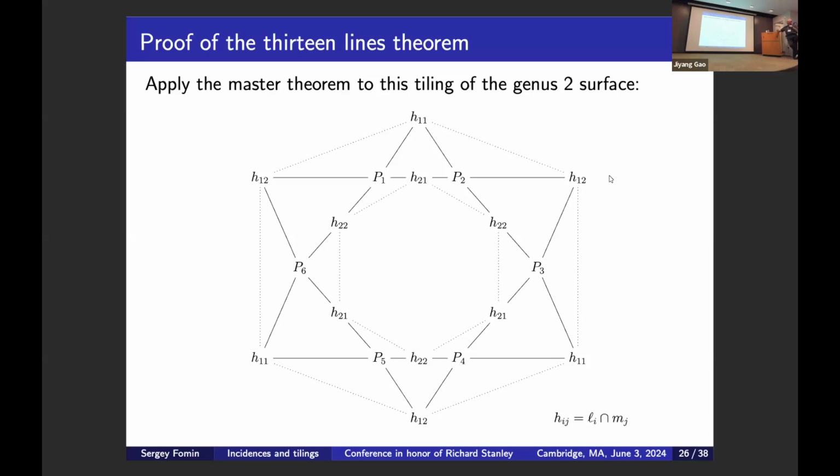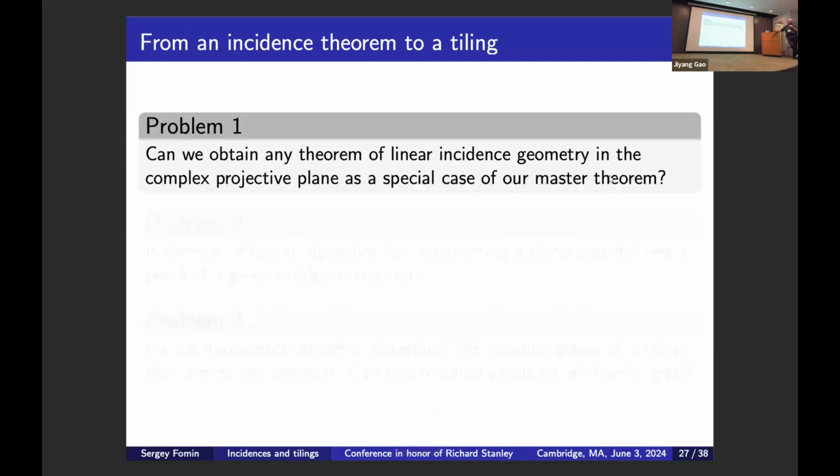Okay, hold on. So let's take stock of what we have. The first problem, which we don't know how to solve: can we really obtain any theorem of the geometry? We don't have a single concrete example.